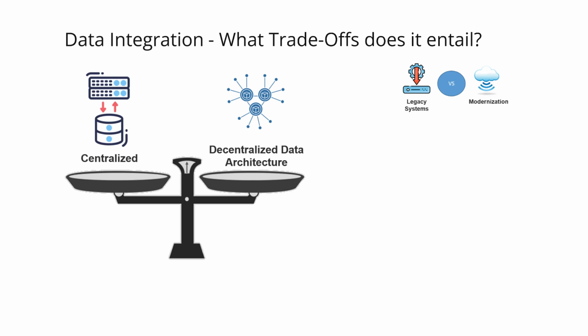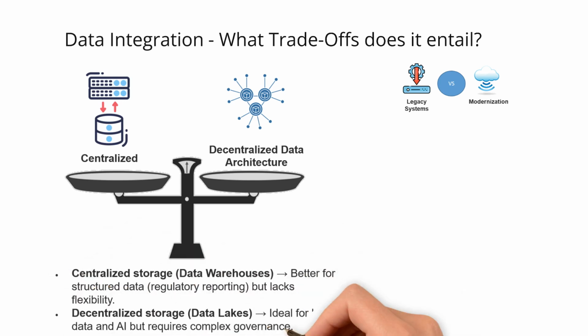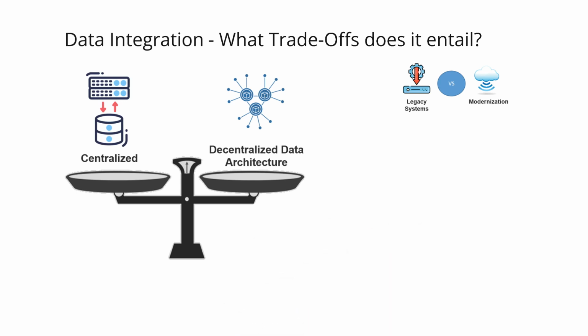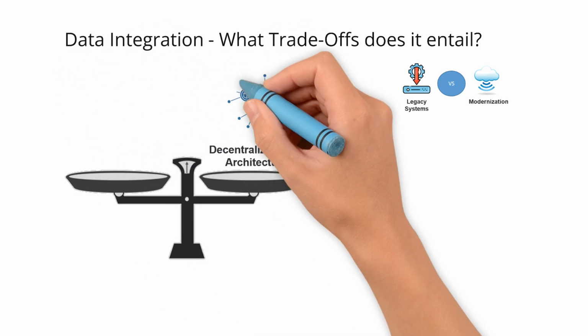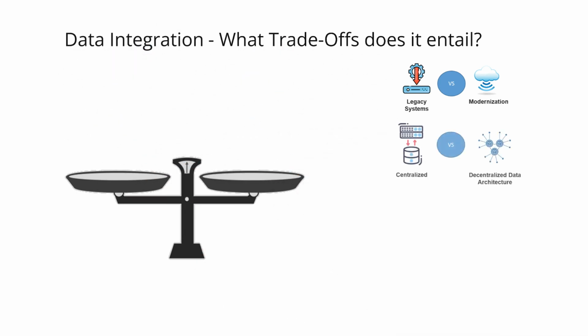As we already heard in the data warehousing and data lakes lecture, here's the dilemma. Centralized data warehouses are great for structured data, like what you need for compliance and reporting, but they are not super flexible. Data lakes, on the other hand, are perfect for handling large unstructured data sets, think AI and advanced analytics, but they come with governance challenges. What's the best of both worlds? A hybrid model, use warehouses where you need structure and control, and lakes where you need flexibility and innovation.